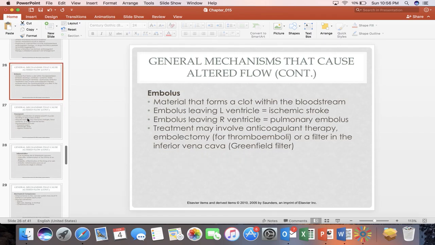An embolus is material that forms a clot within the bloodstream. An embolus leaving the left ventricle will travel to the brain and cause an ischemic stroke. An embolus leaving the right ventricle travels to the lungs and causes a pulmonary embolus. Treatment involves anticoagulant therapy, embolectomy, or a filter in the inferior vena cava.